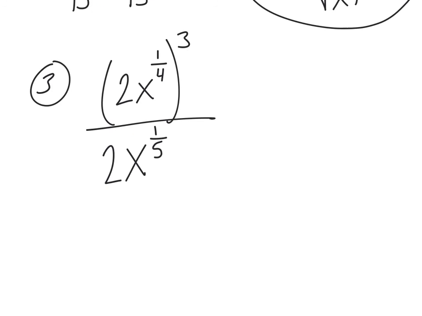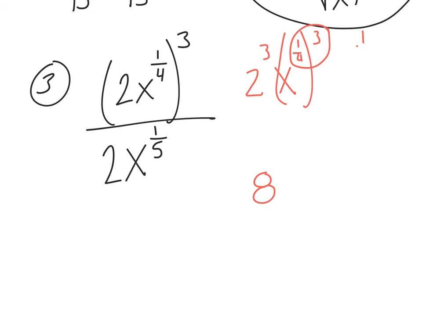Alright, I've got one more of this type for us before we move on. 2x to the 1/4 cubed over 2x to the 1/5. Alright, so now we've got 3 properties going on here. The first one says everybody gets cubed. So watch how slow I take this. I not only have to cube the 2, but I also have to cube the x to the 1/4. So I'm going to say, okay, 2 cubed becomes the number 8, and power to a power is multiply, so 1/4 times 3 over 1 is 3/4.